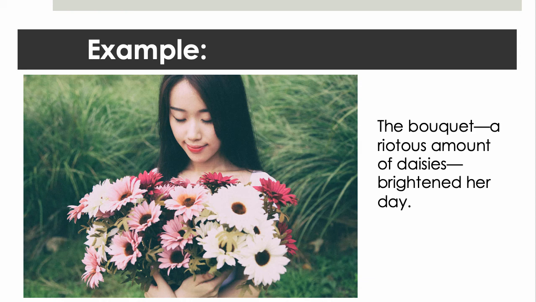You can see that in this case, we have an appositive that is actually fairly lengthy, right? It's not just one word. A riotous amount of daisies is essentially a noun phrase that is acting there as an appositive modifying bouquet. Because it's set off with the dashes, it seems fairly dramatic, as do those daisies.